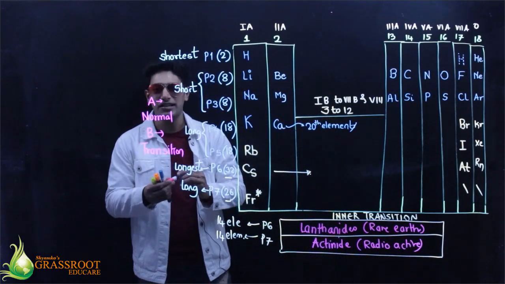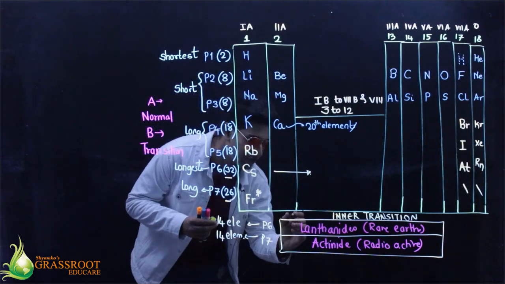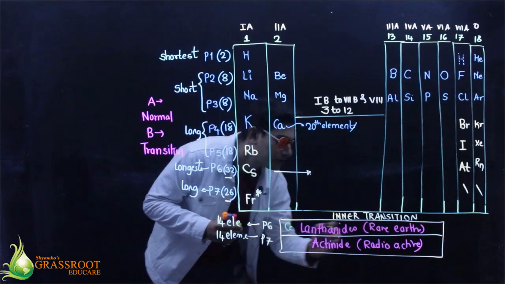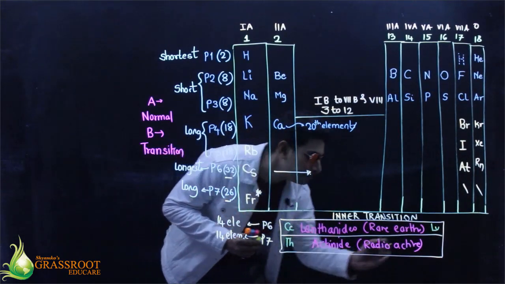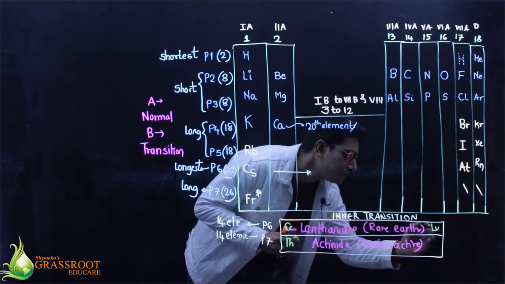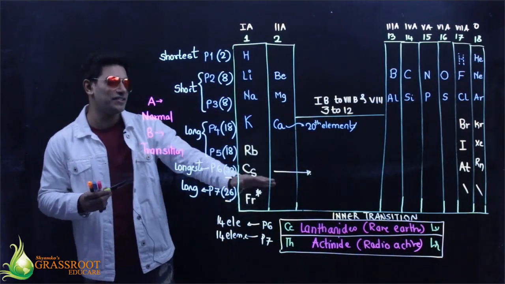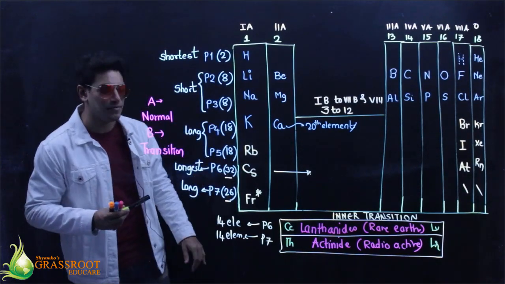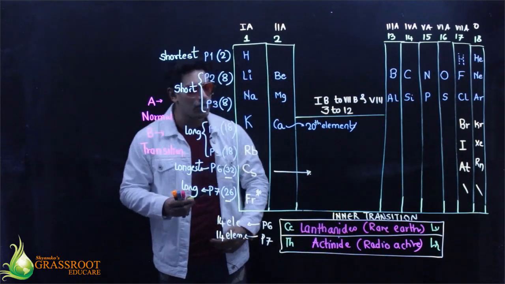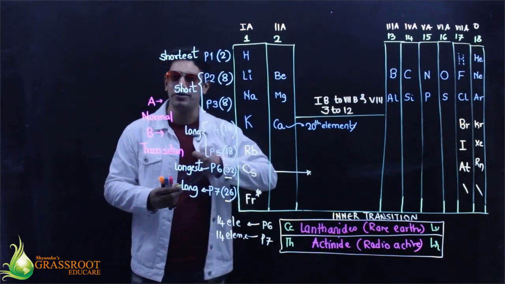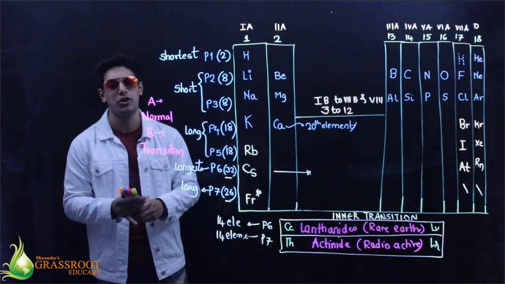Alright, starting from cerium to lutetium, and thorium to lawrencium. This is the start and the end. No one's going to ask you, but just remember it, right? So this was about the inner transition elements, which are also called the radioactive elements, right guys? So till now, this was a briefing about the periodic table.